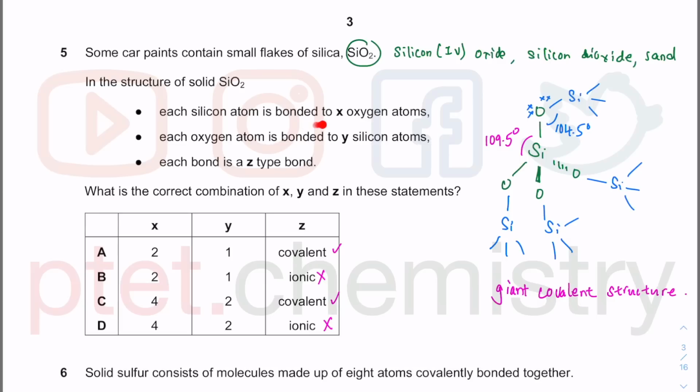Okay, so each silicon is bonded to 4 oxygen atoms, so 4 and 4. Each oxygen is bonded to 2 silicon atoms, and all of them are covalent bonds, so only C is correct. Obviously, you're expected to be able to sketch this out very, very easily, okay?